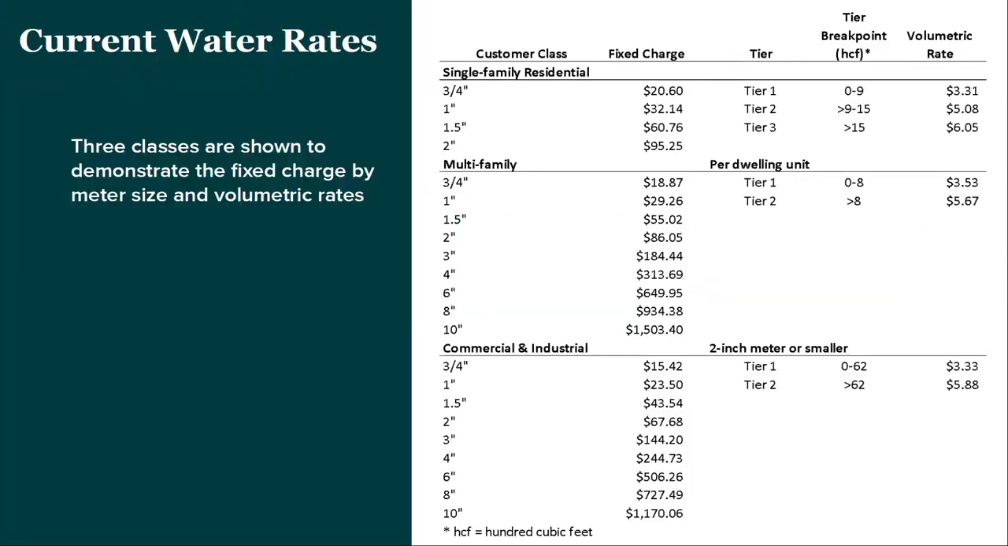This is your current rate structure. Up at the top, you have single-family customers. So a typical home has a couple different meter sizes, and there's a fixed charge by meter size. And then there's a volumetric rate by tier, shown on the right. Tier 1 goes from 0 to 9. You pay $3.31. Tier 2 goes from 9 to 15. The rate goes up a little bit. And then Tier 3. And then similar for your other classes, you have again the fixed charge and then tiered rates.